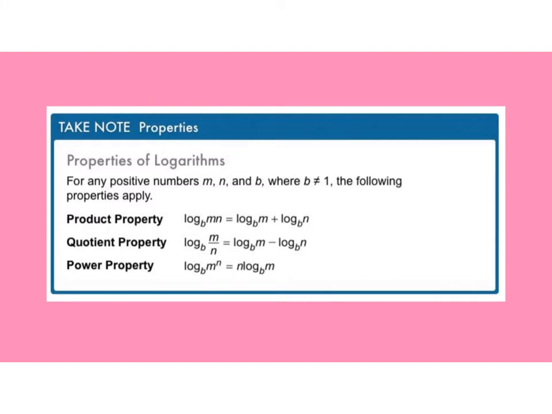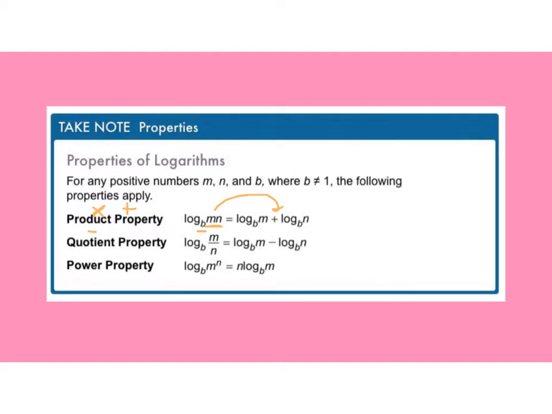Our properties of logarithms are these three properties. We have the product property, quotient property, and power property. So the product property is when we have a log base b of two numbers that are being multiplied. We can split those up and expand the equation and add the two logs together. So we're expanding this and making it two separate logs and adding it.